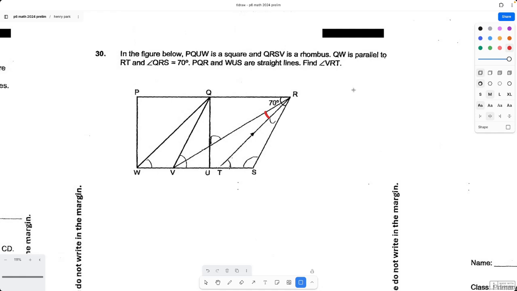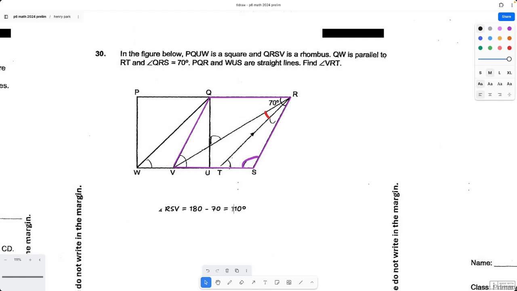Okay, first, we know, let me just draw maybe in purple, that QRSV is a rhombus. So we also know that the 70 degrees over here is one angle of the rhombus. That means the adjacent angle, which is this over here, angle RSV, is equal to 180 minus 70, which is equal to 110 degrees.